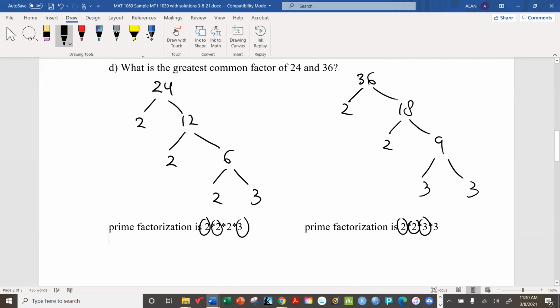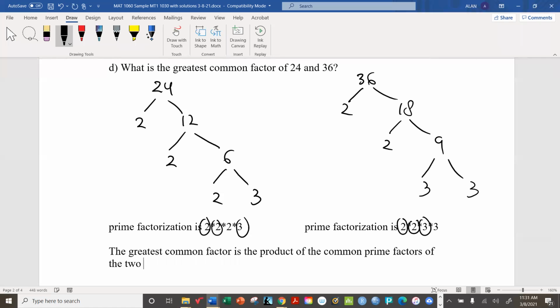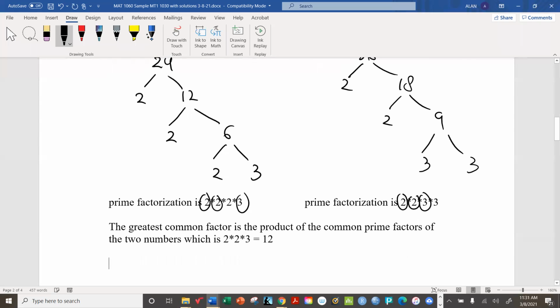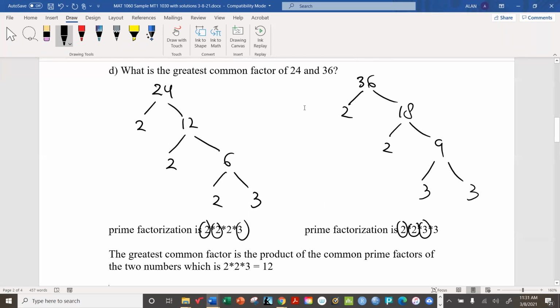Okay, so the greatest common factor is the product of the common prime factors of the two numbers, which is, you just multiply them out, 2 times 2 times 3, which is 12. Now you can see that 12 evenly divides into both of them, and there's no larger number for which this is true. All right, so 12 is the final answer here.